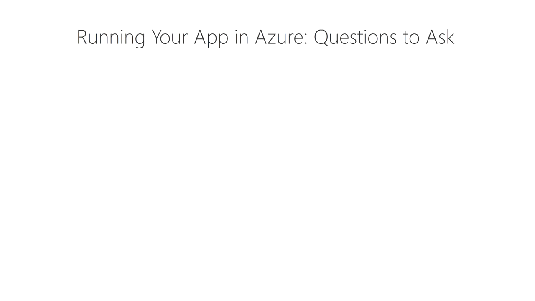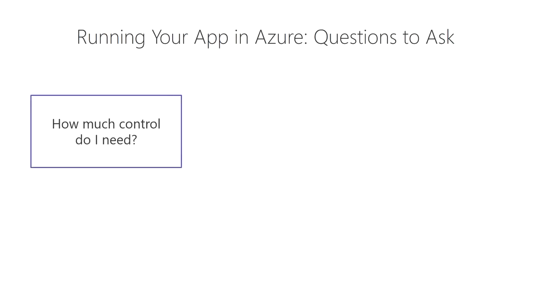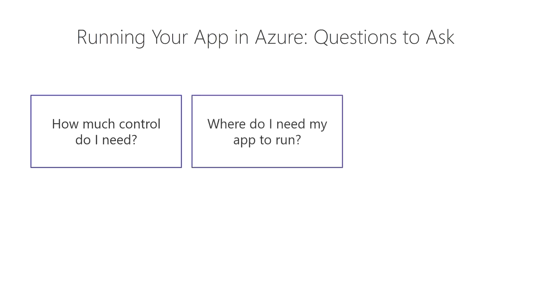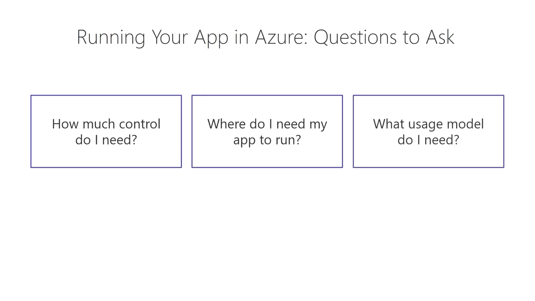The first thing I do to pick a service is to ask a couple of big picture questions. The first one is, how much control do I need? Do I need control over the load balancers or do I not care? Second one is, where do I need my app to run? Is that only in Azure public cloud or also on premises or maybe in other clouds? And then the third one is, what usage model do I need? So do I need to run my application all the time, like a website? Or maybe only when it's needed, like every hour or so.